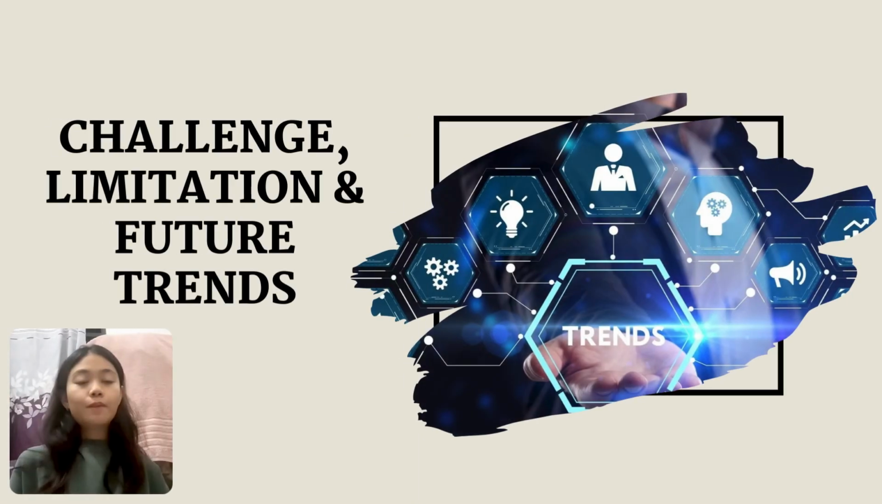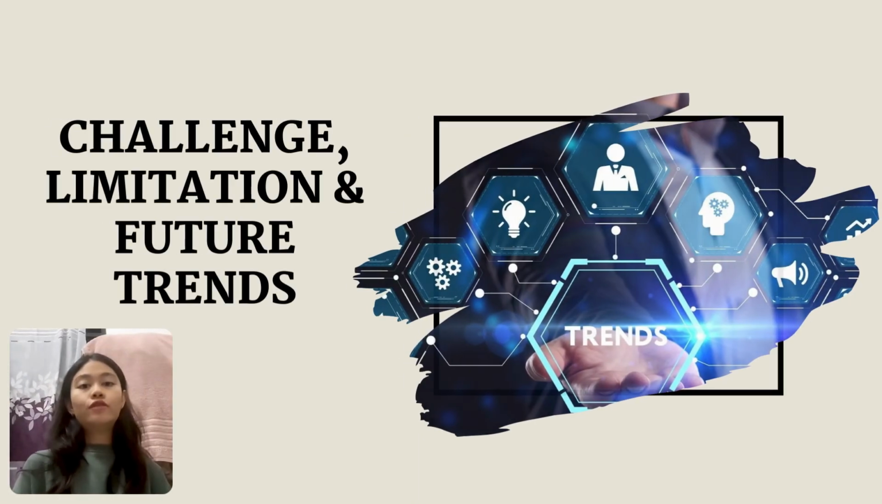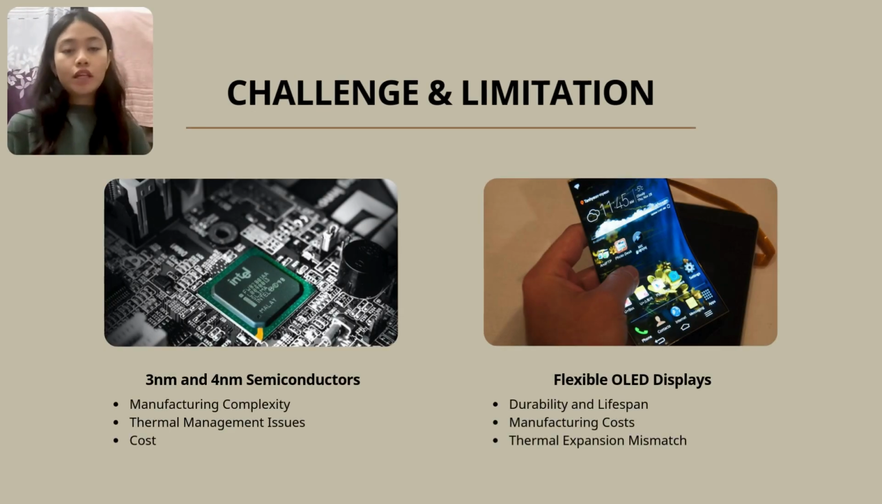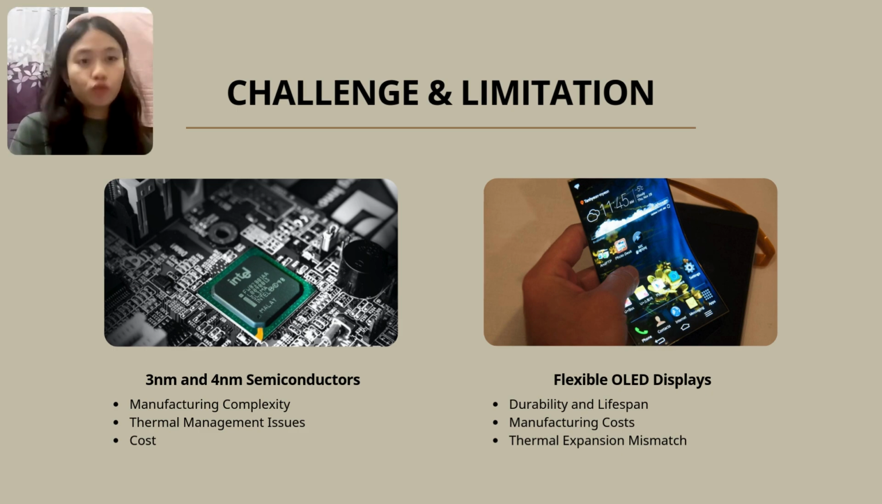I'm Trivena and I'll be explaining about the challenges, limitations, and future trends. As for the challenges and limitations for 3 nanometer and 4 nanometer semiconductors, it requires extreme precision, pushing the limits of current photolithography techniques. Even minor defects in materials like plasmas or wafers can lead to significant losses. As semiconductors shrink, heat dissipation becomes increasingly challenging, threatening reliability and performance. Last but not least, the production cost of these advanced chips demands expensive tools and materials, including high-grade glass for lithography and wafer handling.